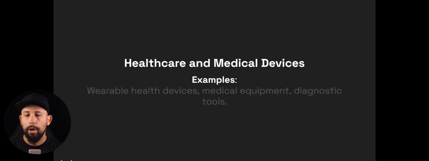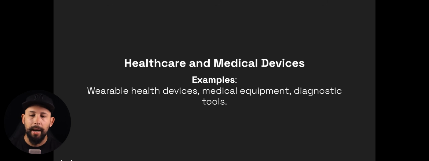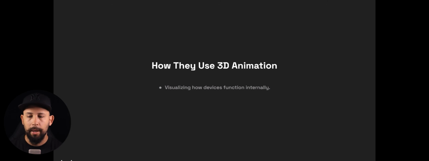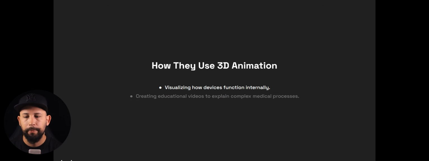Okay, so examples. Wearable health devices, medical equipment, diagnosis tools, right? So how they use 3D animation: visualizing how devices function internally. Again, it's almost the same perspective in terms of design in 3D, but it's important to niche down because you need to be the expert, the 3D guy for medical devices, and you are the best at that. Make sense? And that's when you can charge a lot of money.